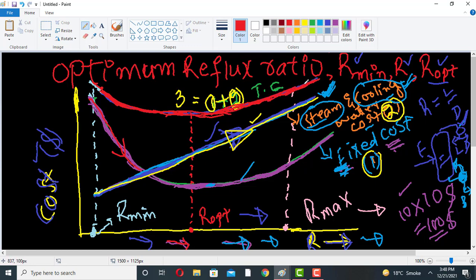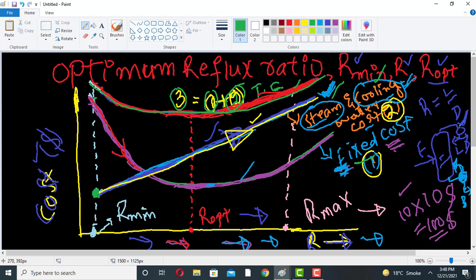This curve will be called curve number 3. This curve number 3 is obtained from curve number 1 and curve number 2, and it shows the total cost, which consists of the fixed cost plus the cost of the steam plus the cost of the cooling water. So when the reflux ratio is minimum, then the cost of the cooling water and the cost of the steam will be minimum.